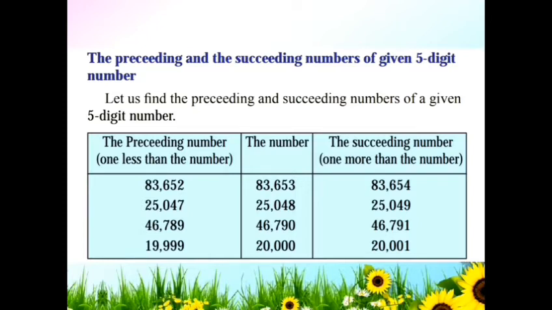The next question, 25,048. Preceding number is 25,047. The succeeding number is 25,049. The next question, 46,790. The preceding number is 46,789. The succeeding number is 46,791. The next question, 20,000. The succeeding number is 20,001. The preceding number is 19,999. Have you understood, children?